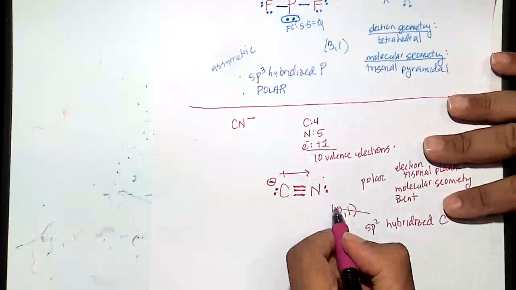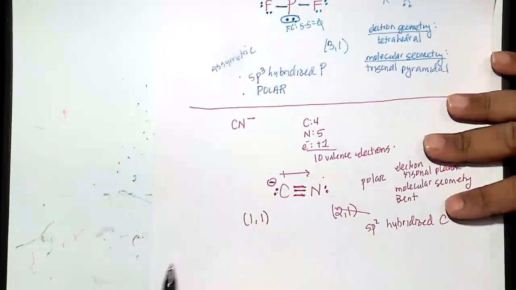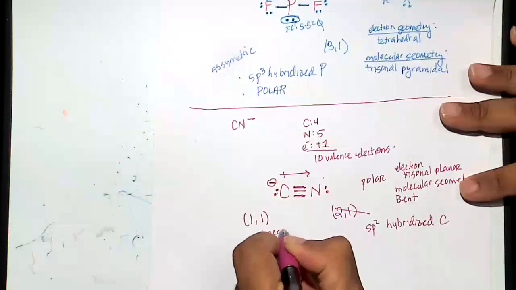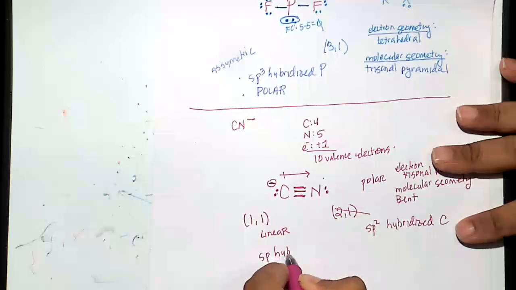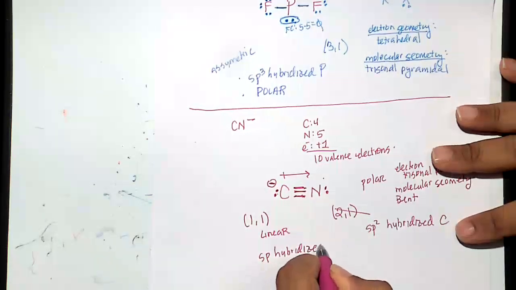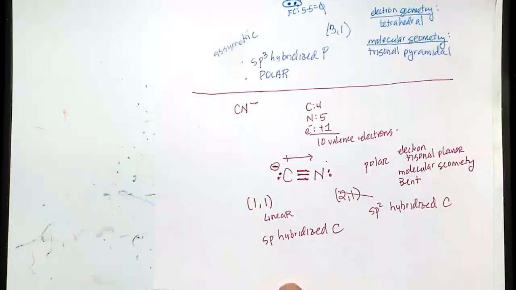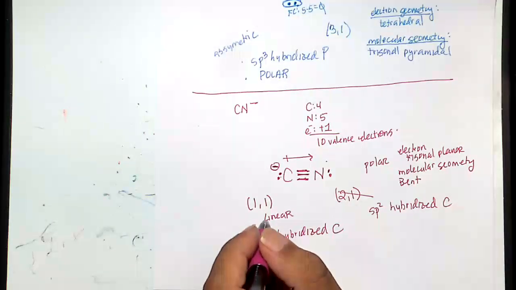Actually, you know what? I think I made a mistake here. I'm so sorry. This is 1 bond, 1 lone pair, which is linear. And this is an sp hybridized carbon. I think that makes sense because it's literally drawn that way, so it has to be. Okay, cyanide is going to be linear and sp. It's a straight line.